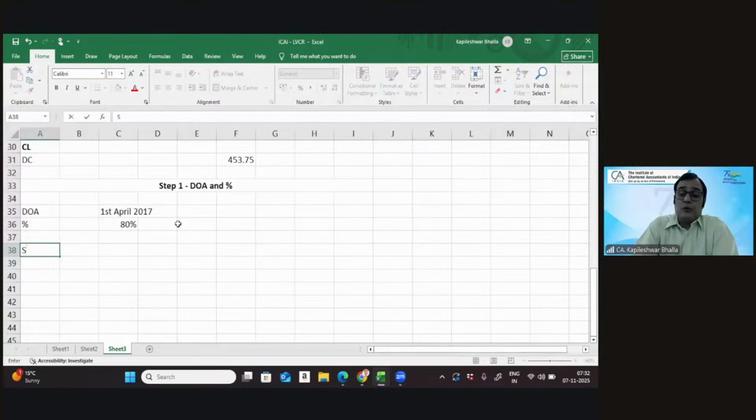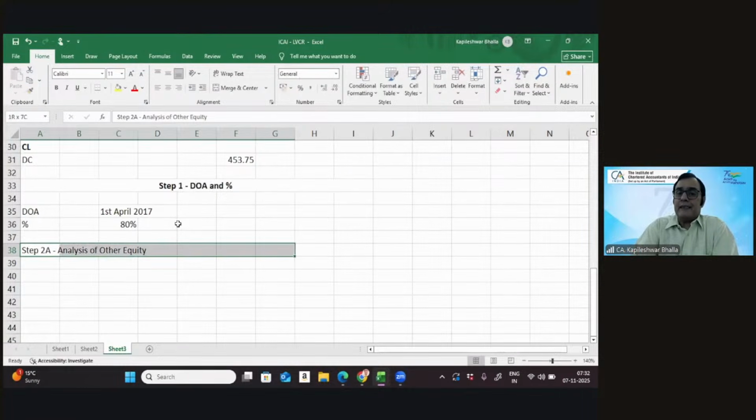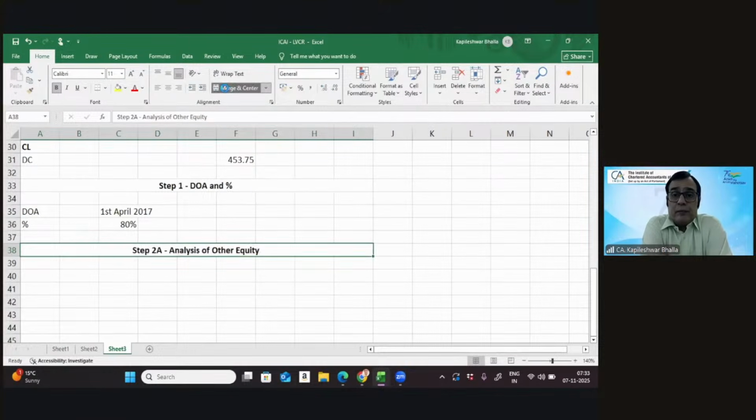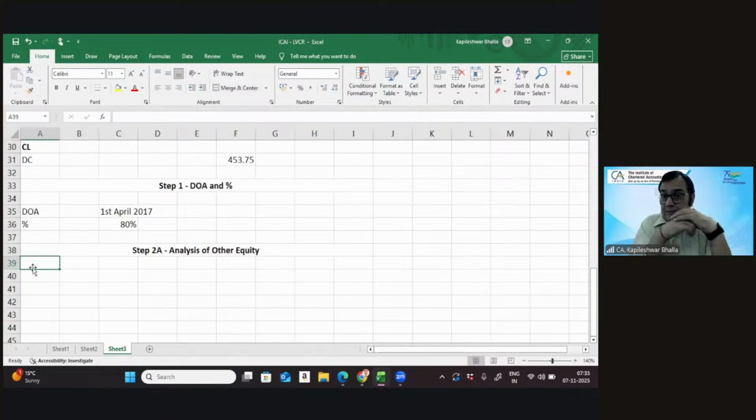And now you need to go to step number 2A, and this is going to be the analysis of other equity. As I started off today, I also gave you the inputs that when you're looking at the analysis of equity, in step number 2A you need to keep in mind a total of three focus points. First of all, you need to focus on the analysis of the subsidiary. Then you need to take care of any fair value adjustments, and any stock reserve which is upstream in nature, and then accordingly proceed.